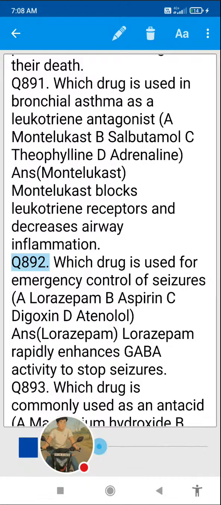Q892. Which drug is used for emergency control of seizures? A. Lorazepam. B. Aspirin. C. Digoxin. D. Atenolol. Ans. Lorazepam. Lorazepam rapidly enhances GABA activity to stop seizures.